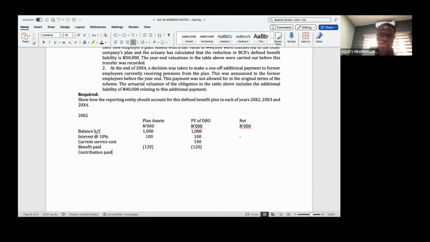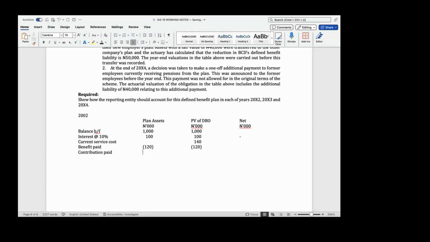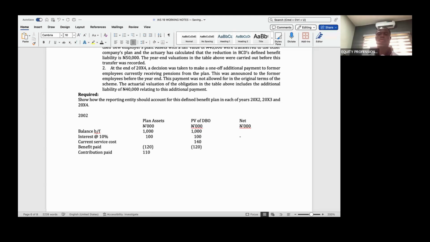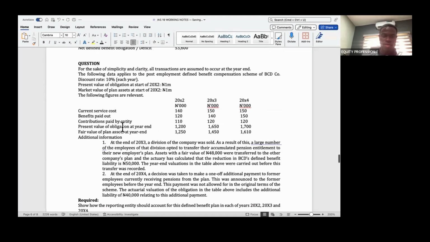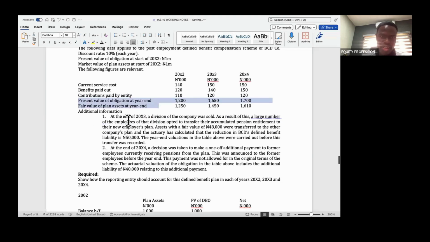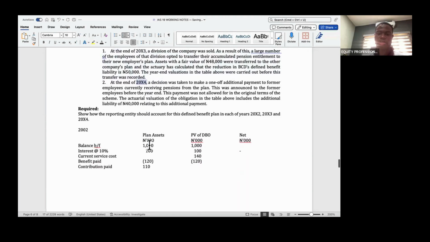Where will it go to? Assets. Correct. We'll add it to plan assets, that's where we are contributing to. Then they gave us the fair values. Okay, we'll come to that. The additional information given to us was about 20X3 and 20X4, so when I get to that year, I will deal with that.